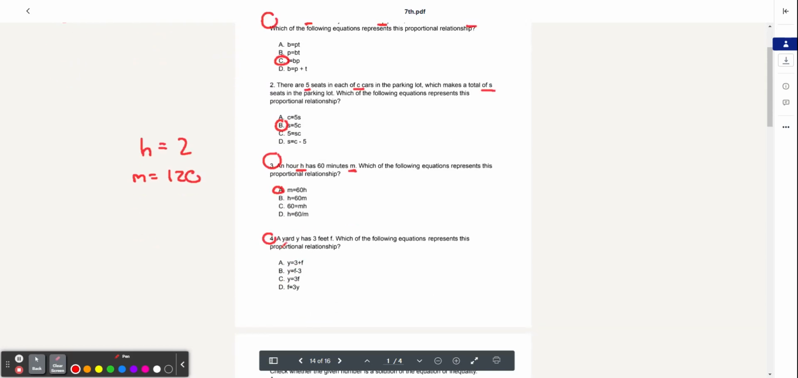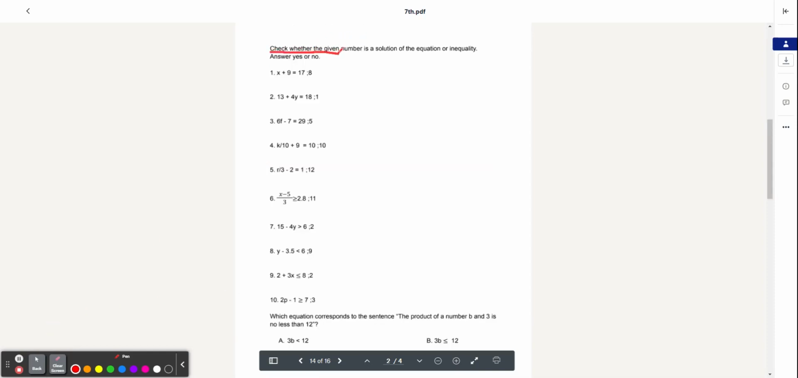Let's look at 4. A yard Y has 3 feet F. Which of the following equations represent this proportional relationship? If there was 1 yard, then we would have 3 feet. If there was 2 yards, we would have 6 feet. So we're multiplying the number of yards by 3 in order to get the number of feet. So that means our answer will be D. We're multiplying 3 by Y in order to get F.